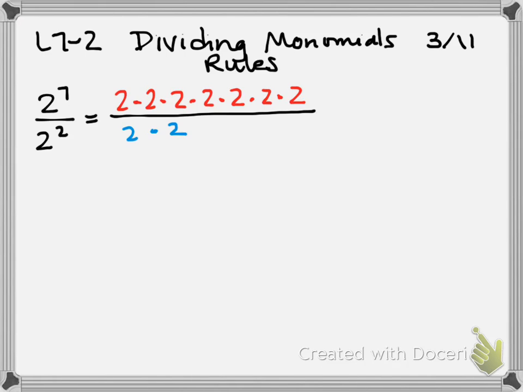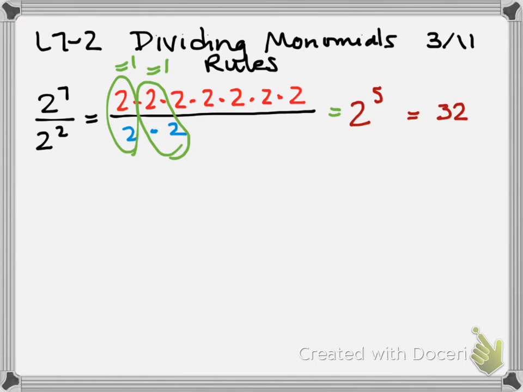And then I look for anything that I can cancel out. So for example, what's 2 divided by 2? 1. And what's 2 divided by 2? 1. So what I'm left with is 1 times 1 times 2 times 2 times 2 times 2 times 2. And so what I could say is that I end up with an answer of 2 to the 5th power. Now, I can expand that out. I can make it 32. But in order to get to 32, I got to see what I have first.